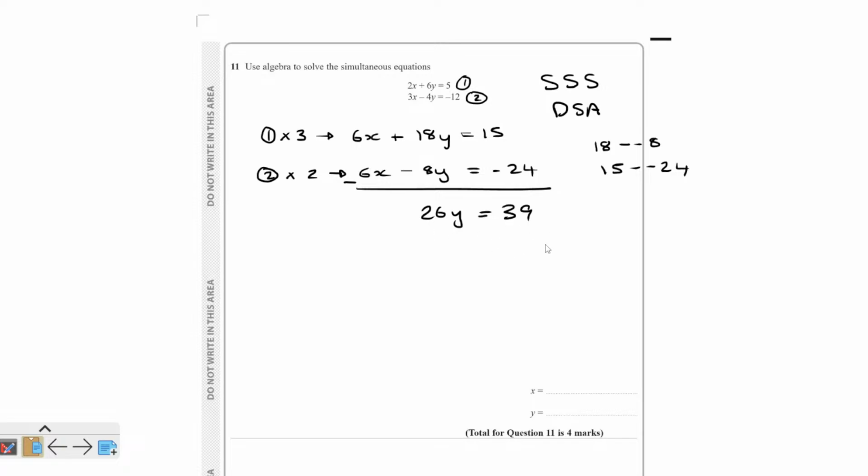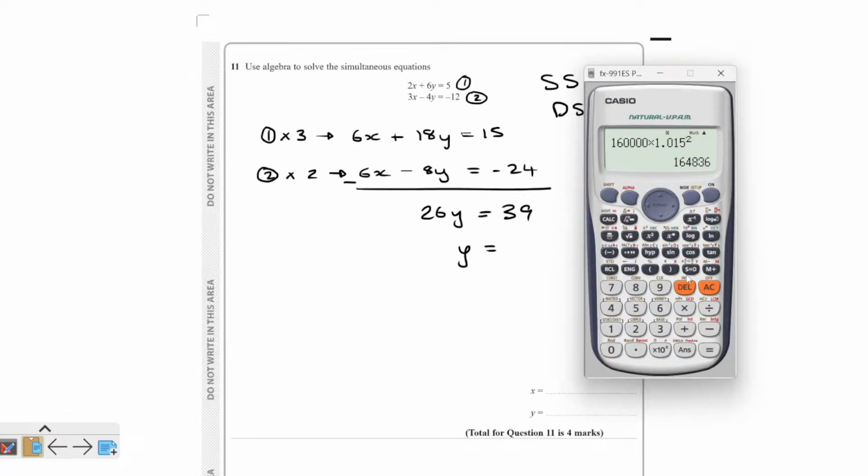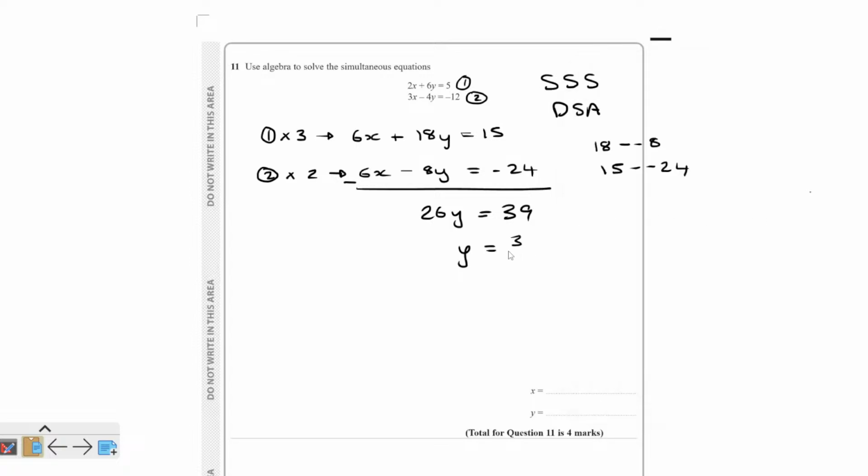Now I've got an equation with just y, so I can just solve it by dividing by 26. Now you might want to put that in a calculator, or you might have already figured out what it is. It's obviously not a whole number. Let's just put it in the calculator for demonstration. So 39 divided by 26 gives us 3 over 2. You could obviously write it as 1.5 if you like. That's just personal preference. I normally like to use fractions. So we've got y. That's the hardest bit.